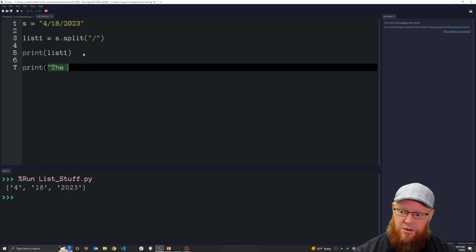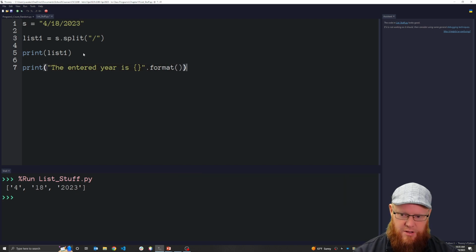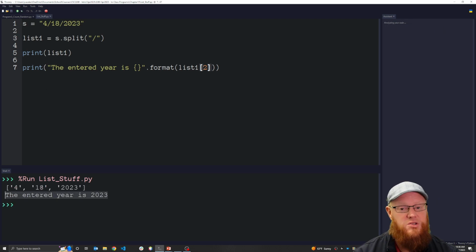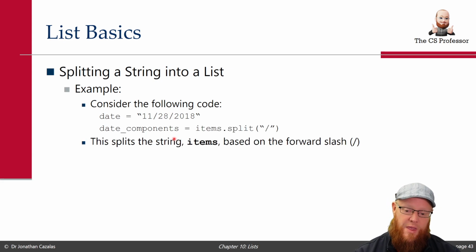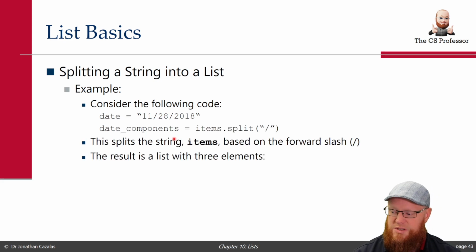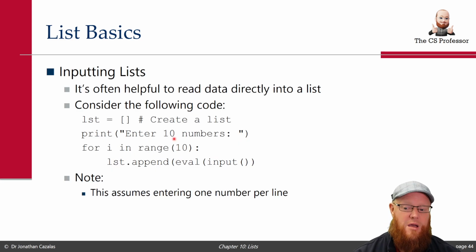So now I could say the year, or the entered year is, dot format, and what am I going to print? I'm going to print index 2 of list1. Because this is index 0, this is index 1, this is index 2. And we say the entered year is 2023. So we can see there are actual practical applications of splitting, and that's just one example. So the delimiter used here was a forward slash. Great example of splitting and using that delimiter.